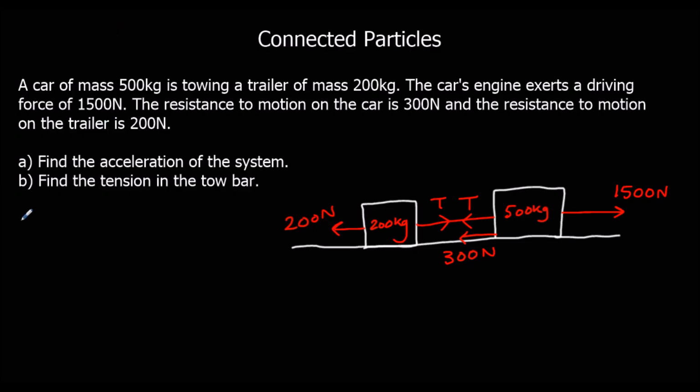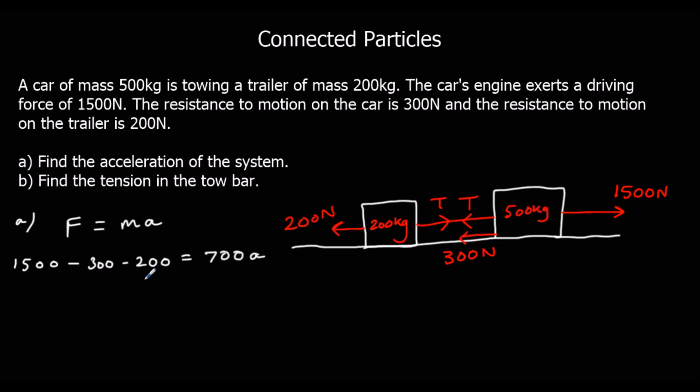And so part A, we're going to use F equals ma to find the acceleration. So the overall forces, so the resultant force, that's F, is forces going forward. So we've got 1,500 newtons going forward, take away the forces going backwards, which are 300 and 200. And that equals ma. So m is the total mass, which is 700, and a is the acceleration.